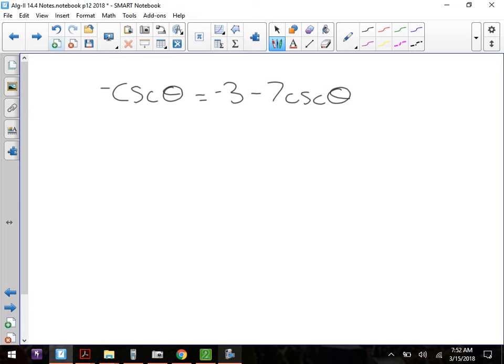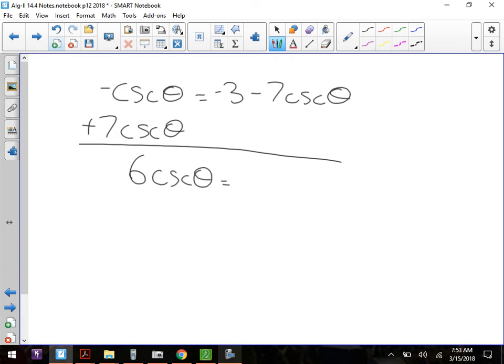Think of it this way. If this was -x equals -3 minus 7x, what would you move? I would move that -7 over by adding 7x. And I do the same thing. I'm treating the cosecant of theta as kind of your unknown. So I'm going to add 7 cosecant. So cosecant of theta equals... what angle has a sine of -2? No, very good.